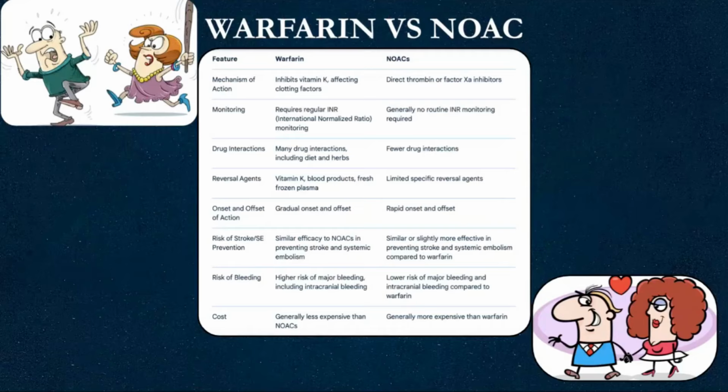And there is no specific reversal agent for warfarin, whereas NOACs have specific reversal agents. The onset of warfarin is gradual, whereas NOACs have rapid onset and offset. The efficacy in stroke prevention is similar when we compare both agents, and the risk of bleeding is higher with warfarin. As for cost, warfarin is cost effective, that is, less expensive when compared to NOACs.